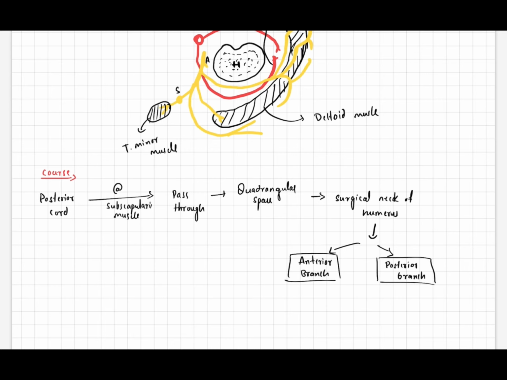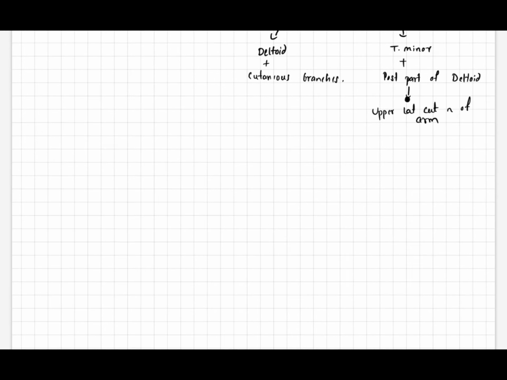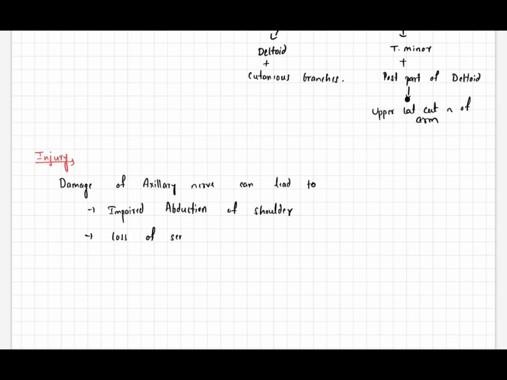The nerve gives a branch to the shoulder joint and runs laterally to divide into anterior and posterior divisions. The posterior division provides nerve supply to the teres minor muscle and the posterior part of the deltoid, and continues as the upper lateral cutaneous nerve of the arm. The anterior branch provides the nerve supply to the deltoid and cutaneous branches to the skin.